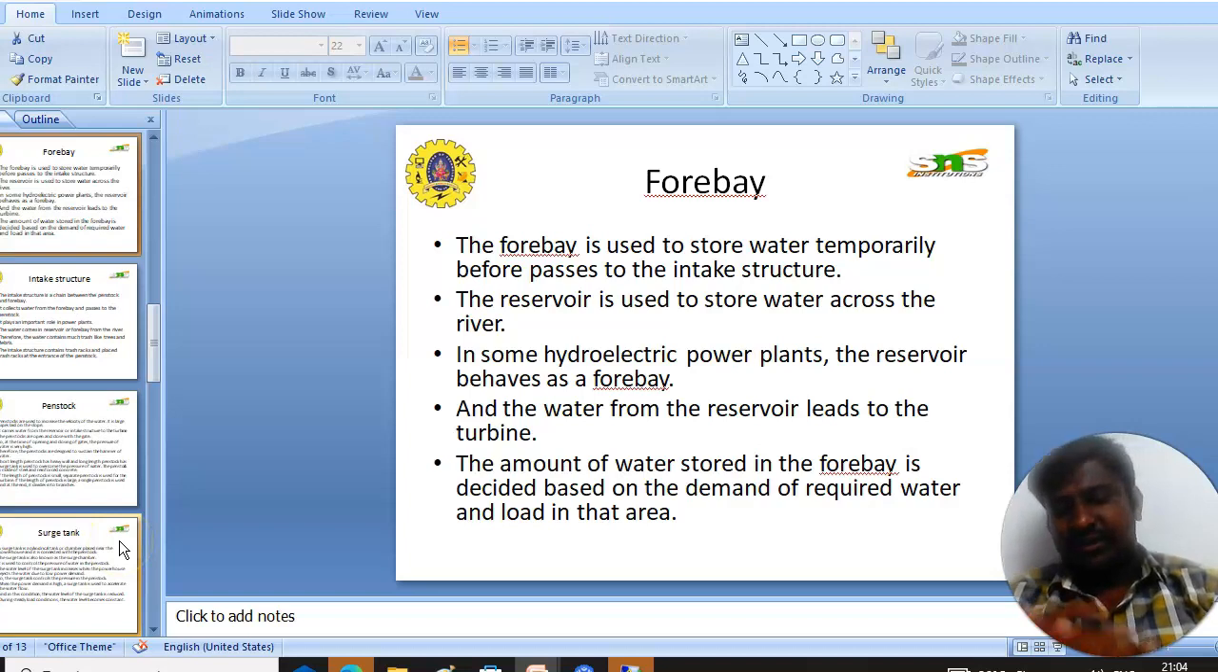Next, we will see the parts of the hydropower plant in detail. First, the forebay. The forebay is used to store water temporarily before it passes to the intake structure. The reservoir is used to store water across the river. In a hydropower plant, the reservoir begins as a forebay. The amount of water stored in the forebay is decided based on the demand of required water and load in that area.